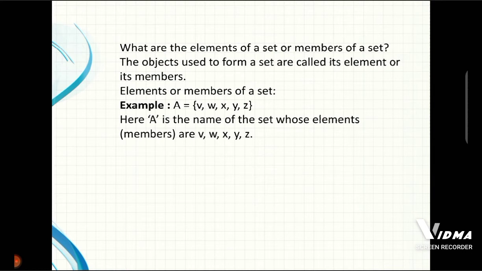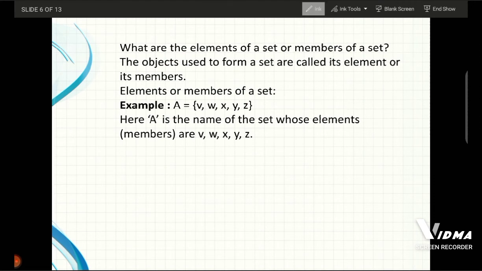Example A is given. The set A is the name of the set, and inside the curly brackets, as you can see here, the elements are V, W, X, Y, Z. So here A is the name of the set, and its elements and members are V, W, X, Y, Z. When you are going to write a set, you have to keep in mind that the set is represented in curly brackets, as you can see here, and the set you have to denote with a capital letter, and inside you have to write the elements in small letters. So these are the three objectives that we have discussed.